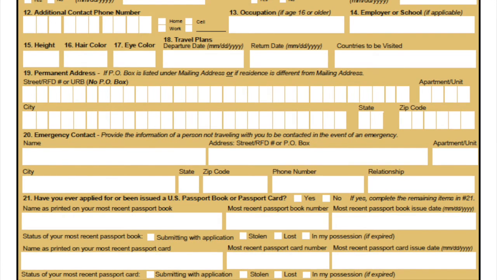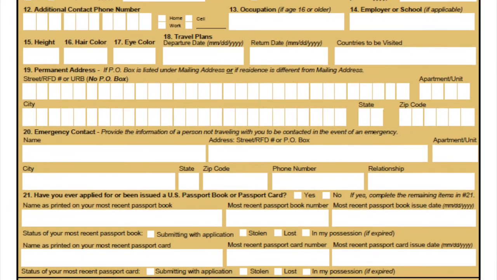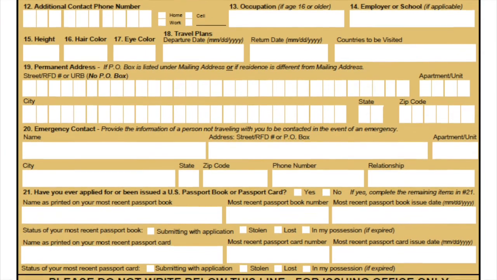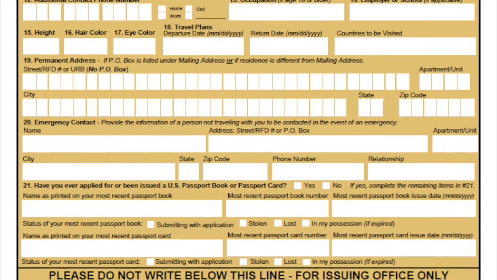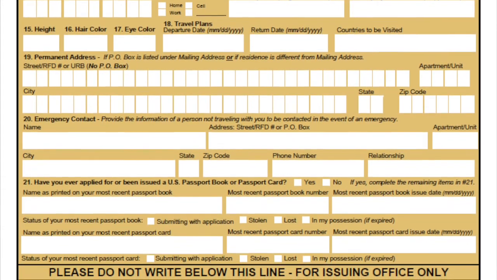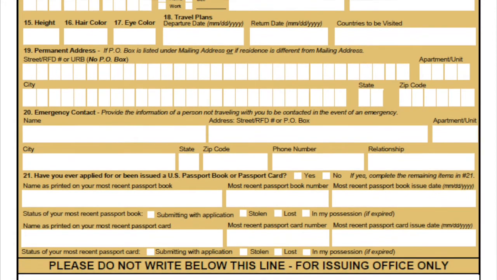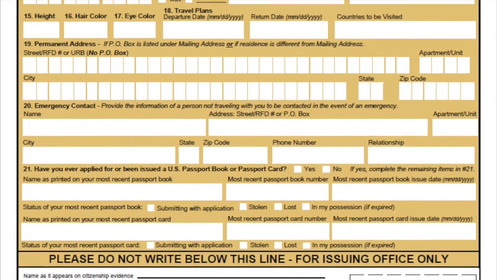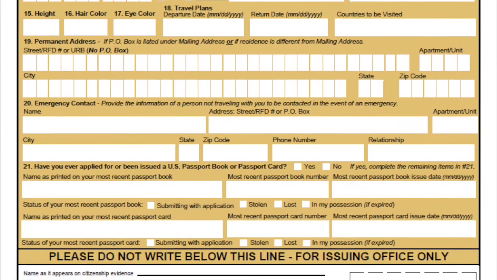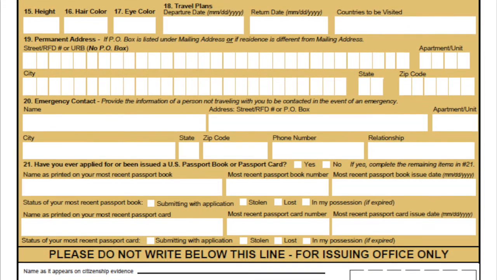In question 20, it is very important that you list an emergency contact. In the event of an emergency, the Department of State can use this information to help. Please write the person's name and contact information. Finally, has the applicant ever applied for or been issued a U.S. passport book or passport card? Check yes or no. If yes, answer the questions about it.